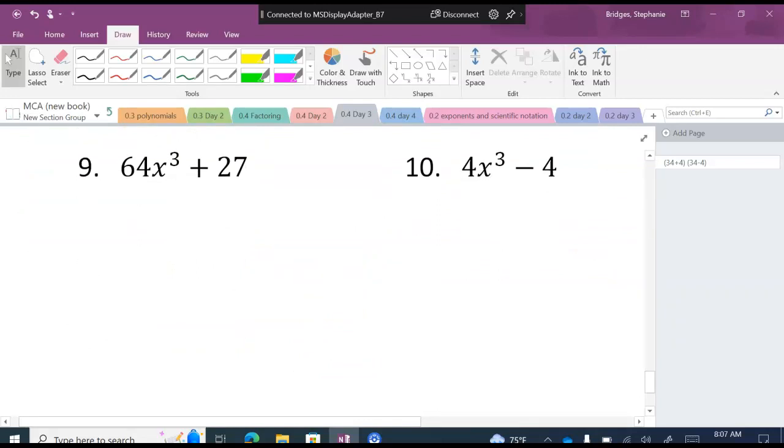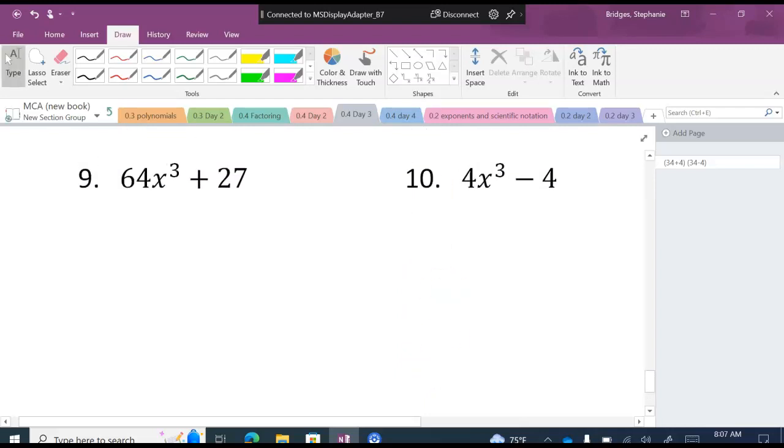Let's try these two. These will be our last two. I want you to try mine, but be careful because this one actually has a number in front of our x to the third. So when we figure out our cube root, we need the cube root of 64 and the x to the third together, because 64 and 27 don't have anything in common.